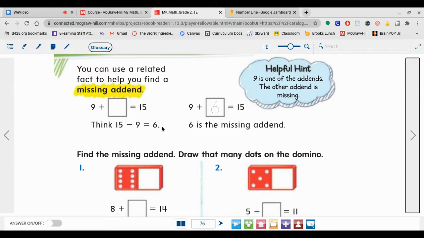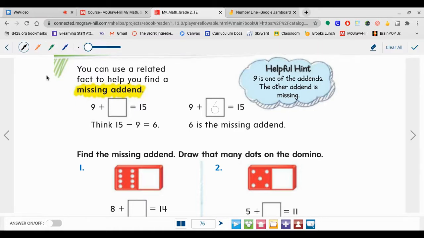This is called a fact family. And the reason is that I can use these same 3 numbers to create 2 addition problems, and I could also create 2 different subtraction problems. But for right now, we're just going to take a look at this and find the missing addend. So when we knew that 15 minus 9 equals 6, well, I can put that into my equation here. So 9 plus, what did I not use? I didn't use the 6. So 9 plus 6 equals 15, which means that 6 is my missing addend. All right.